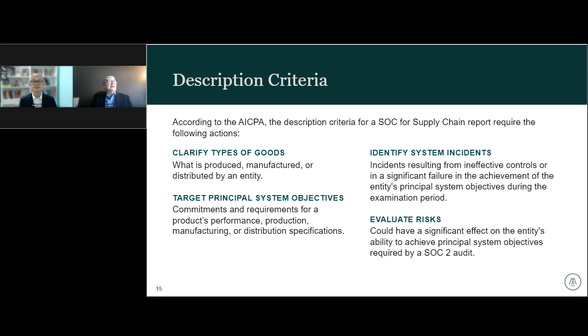We also want to evaluate the risks. You're required to evaluate what are the risks that could prevent me from meeting my requirements to a customer, or the specific specifications related to a product that is a key production piece to your customer's production process.